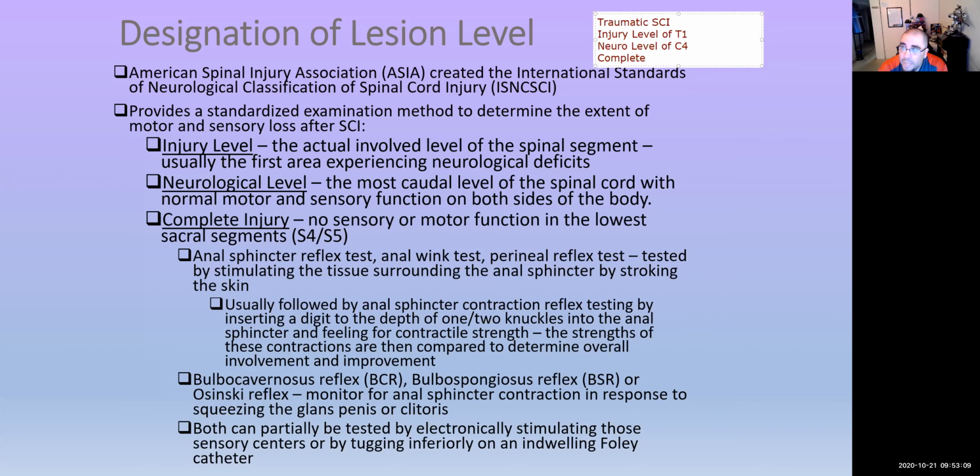So what that tells you is they had some sort of a trauma, whether it's motorcycle, violence, whatever it may be. The trauma occurred at T1. The last area with full function is C4. And they are complete, meaning they have no control over bowel and bladder. Does that make sense? Does that kind of give you a picture of what your diagnosis is going to show on your spinal cord injury patients? All right.